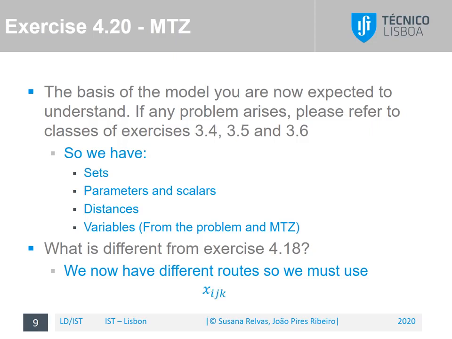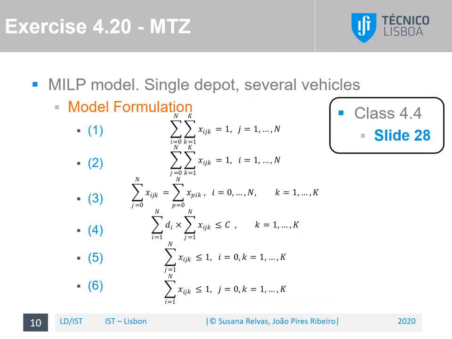So what is the difference between 4.20 and 4.18? We must not forget that most of these problems are somehow typified. In this case, we have a MILP model for a problem with a single depot and several vehicles. You can get more information in the study materials or in class 4.4 slide 28. The equations here are the most commonly used to model problems like the one in this exercise. You are expected to be able to understand and read the equations by themselves.